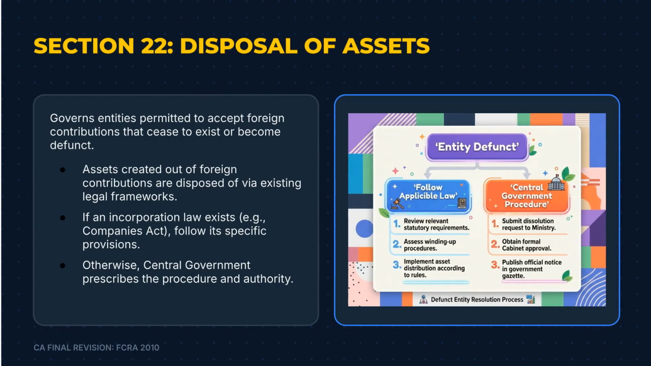Section 22 addresses situations where an entity permitted to receive foreign contribution ceases to exist or becomes defunct. In such cases, assets created out of foreign contribution must be disposed of appropriately. If the entity is governed by a specific law, such as the Companies Act or Societies Registration Act, disposal will take place according to that law. However, where no applicable law exists, the central government will prescribe an authority and procedure for disposal. The process must take into account the nature of the assets and ensure that they are managed responsibly and lawfully.